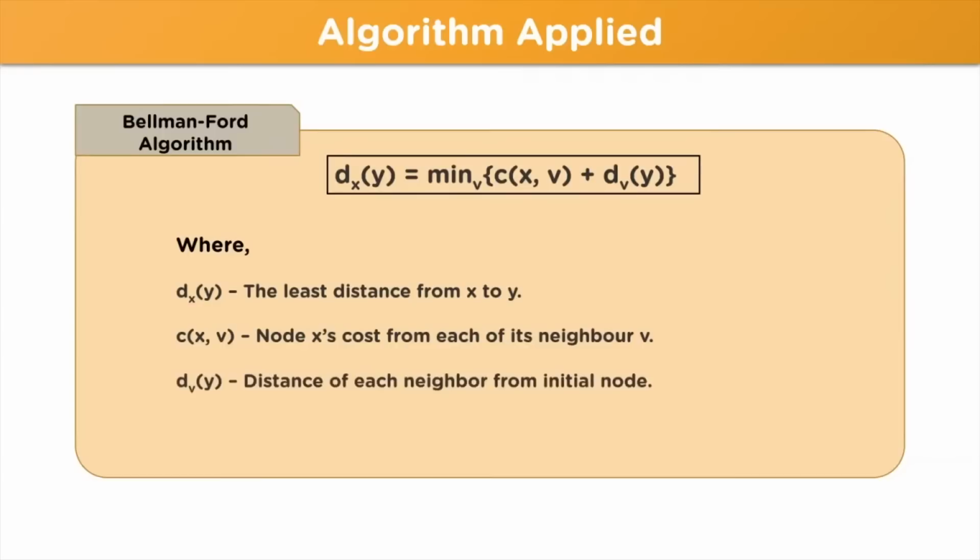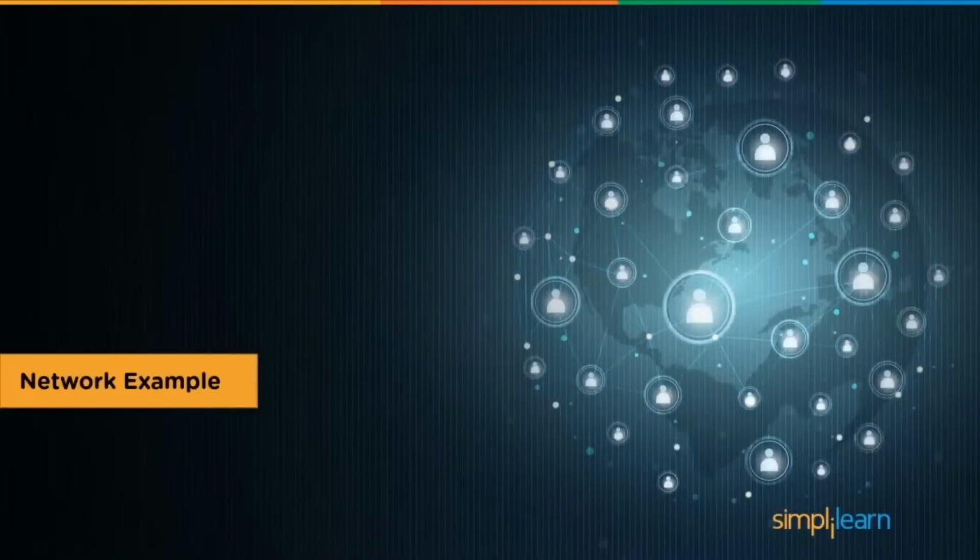This is the distance of each neighbor from its initial node. And lastly, min of v. This is an abbreviation we use to determine the shortest vector after the solution is obtained using the algorithm. In the next heading, that is network example, we will understand all the points used in the algorithm.